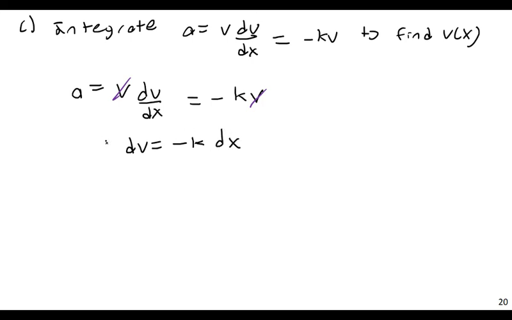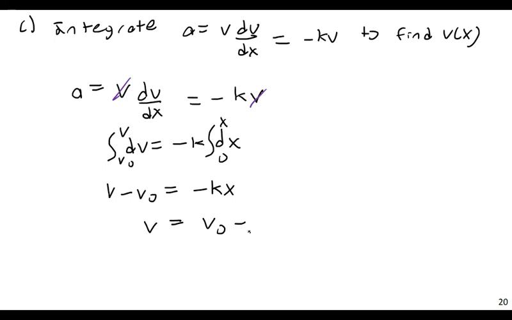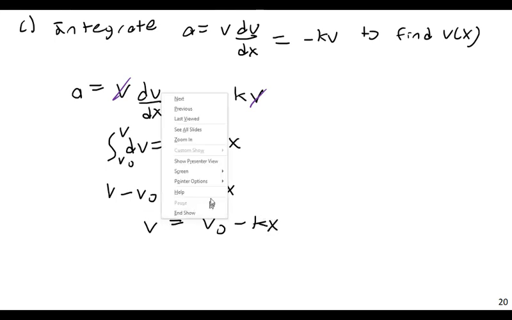And I can integrate both of these. This one from v naught to v, and this one from 0 to x. Again, I left the negative and the k out because they are constants. And I can get from this that v minus v naught equals negative kx, or simply v equals v naught minus kx. And that would be my final answer.